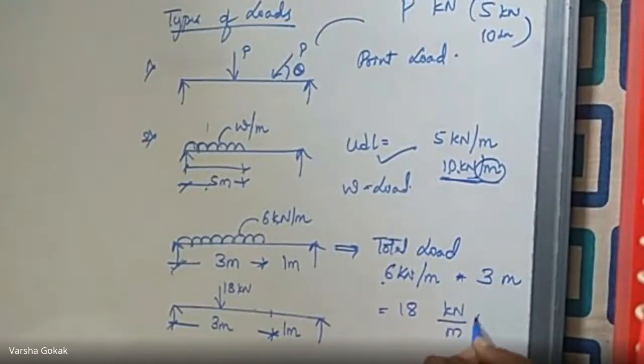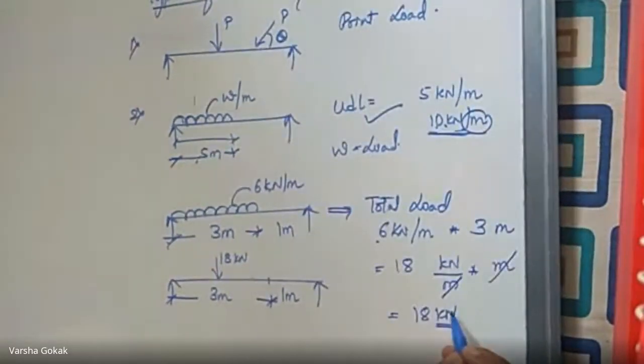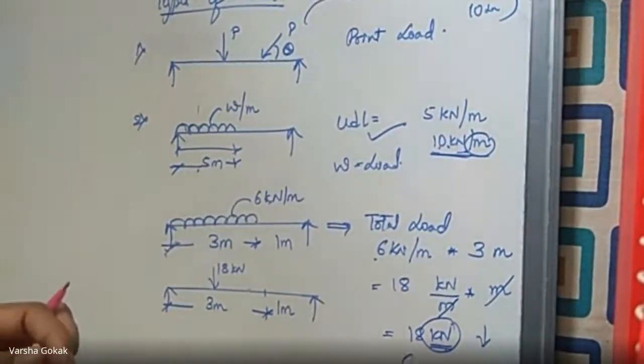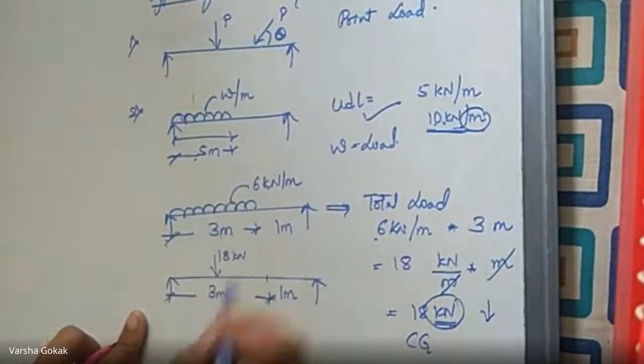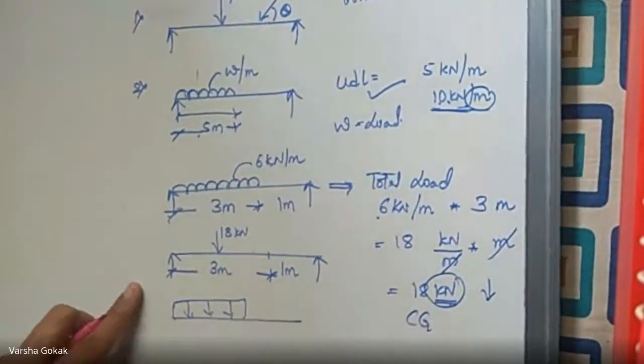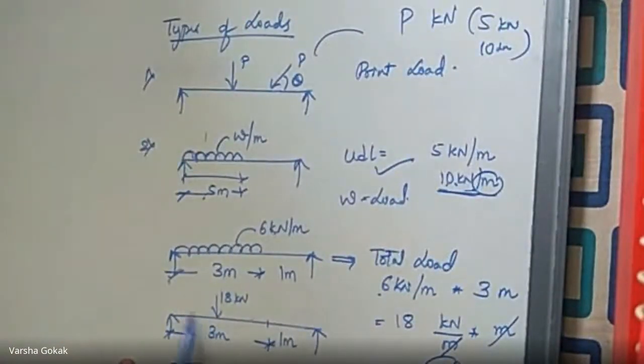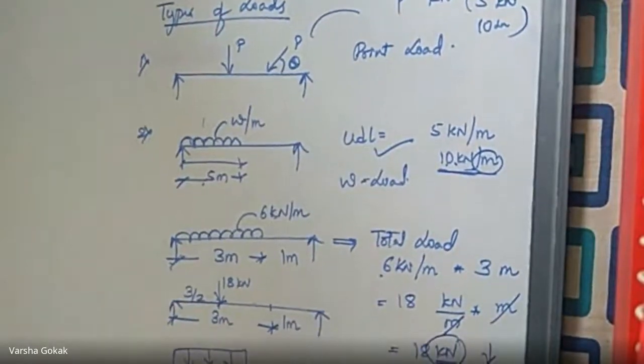Kilonewton per meter is multiplied with meter. So the meters go and only kilonewton is there. The unit tells me that only kilonewton means it has been reduced to a point load. Now this has become a point load. And where I place it is at the CG, the center. UDL is something like a rectangle like this, right? So CG means at the center. That is why we place it exactly at the center, that is 3 by 2 meters from here. This is how we draw the free body diagram.